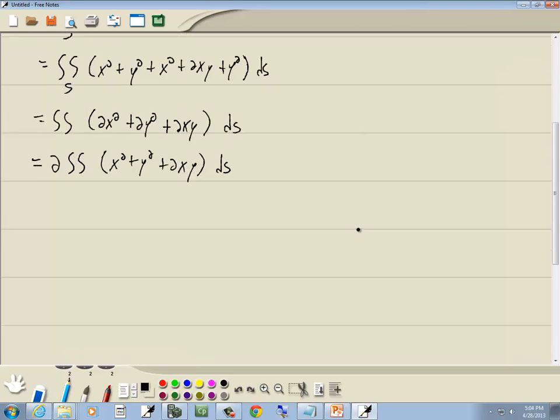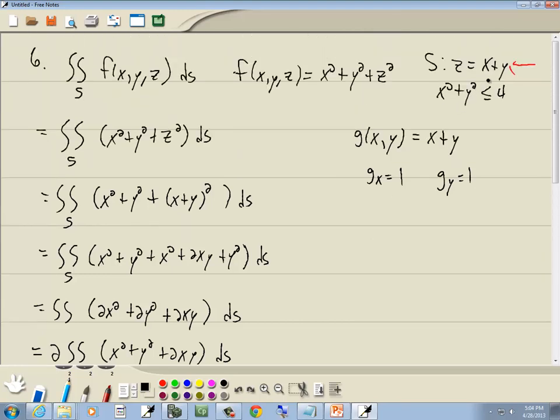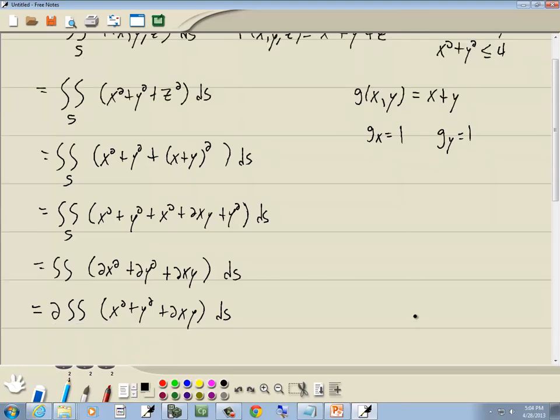and now we're ready to do our setup. Now keep in mind that what we're dealing with here, x squared plus y squared is less than or equal to 4. That's a circle of radius 2. Which I'm going to switch to polar form because that'll be easier.